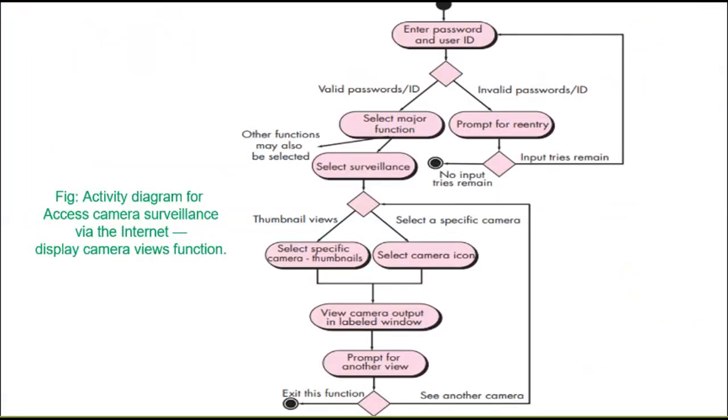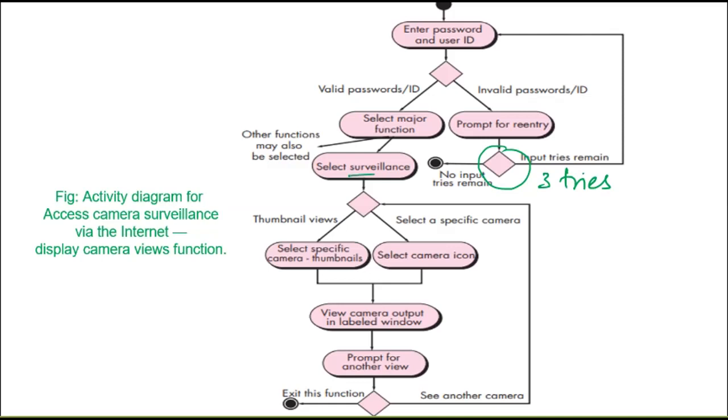For an invalid password, you can set some amount of retries, that is, 2 reattempts or 3 reattempts. Based upon that, you will be given a new page to enter the email ID and password. So if you've entered an invalid password, you get a prompt for re-entry, and this is done by the decision box. This can be for 3 tries or 2 tries. After that, if you are unable to enter it, then it is going to stop the function, since no input tries remain. If you've entered the correct username and password, you can select the surveillance.